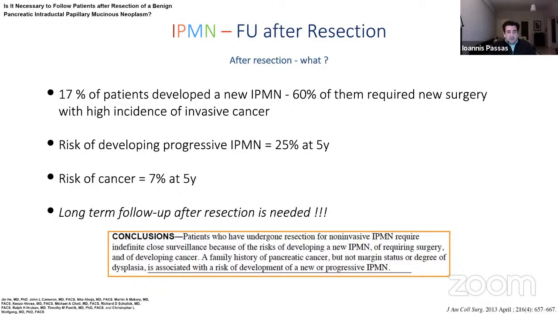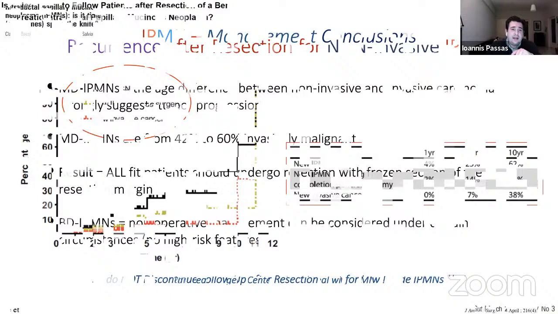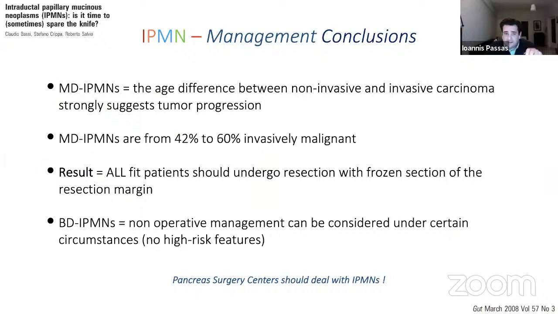The risk of developing a progressive IPMN, an invasive cancer, is 25% at 5 years, and long-term follow-up is needed until the patient is not fit for resection anymore. We can see that we have a risk of a new IPMN, an IPMN in the resection remnant, or a new invasive cancer. In multifocal IPMNs, the age difference and the timeline between non-invasive and invasive cancer strongly suggest tumor progression, but we don't know the exact time when this happens.